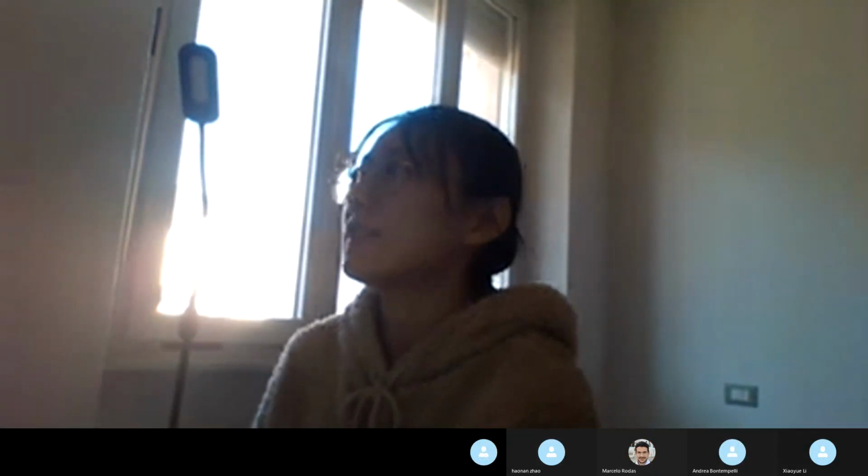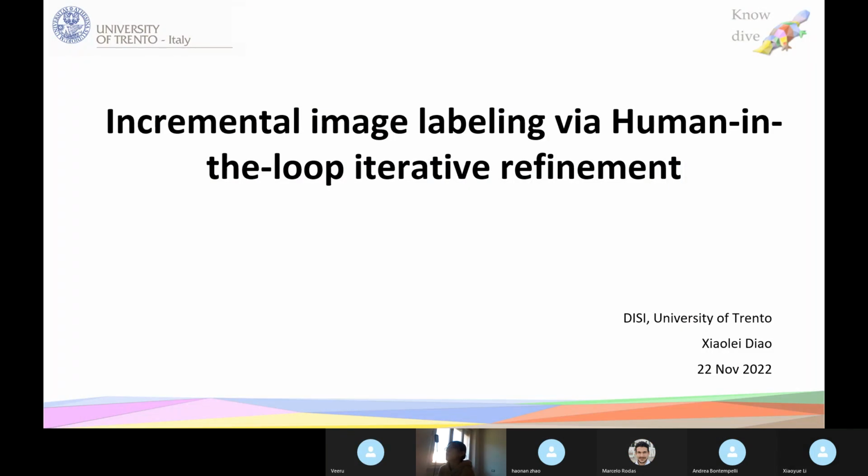Okay. Hello everyone, I'm Xiaolei, and today I want to introduce our work about incremental image labeling with humans in the loop for interactive refinement.